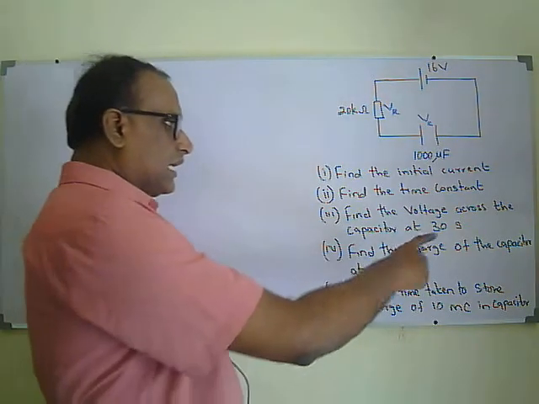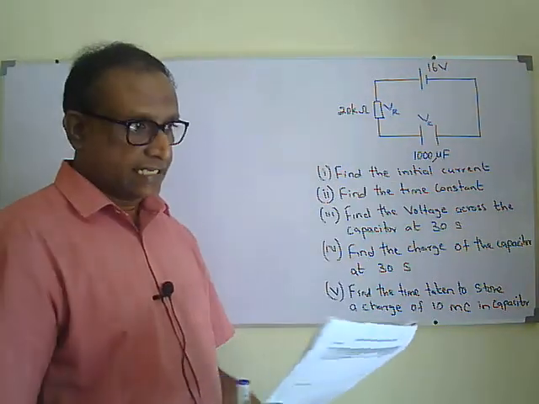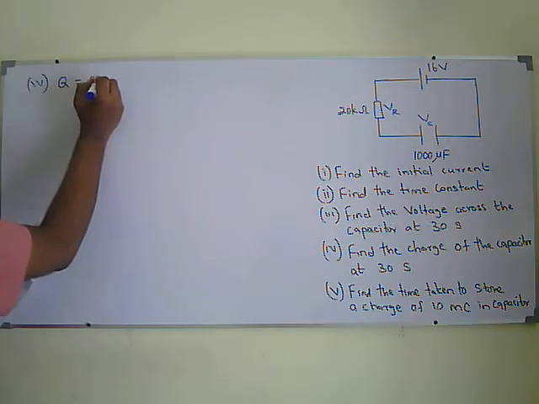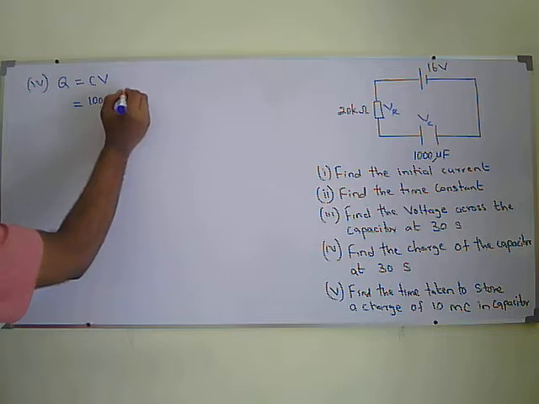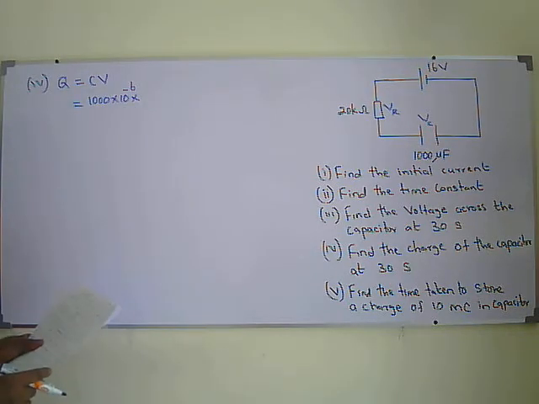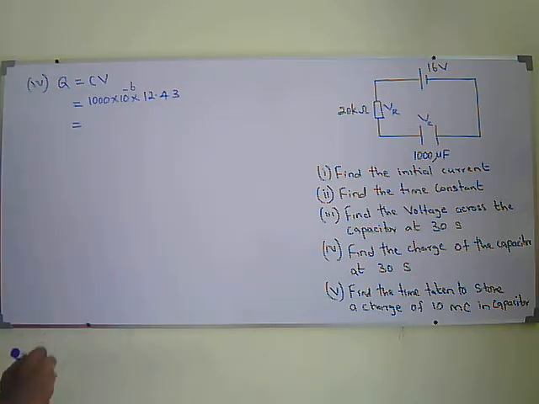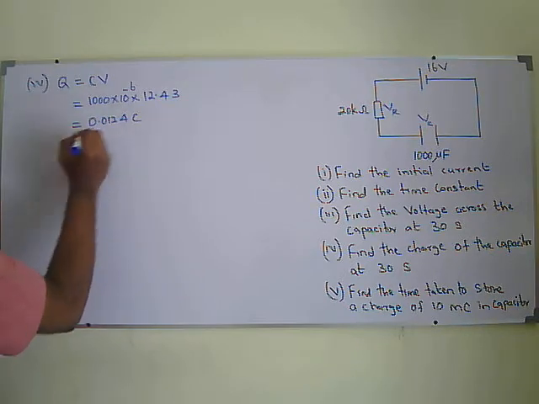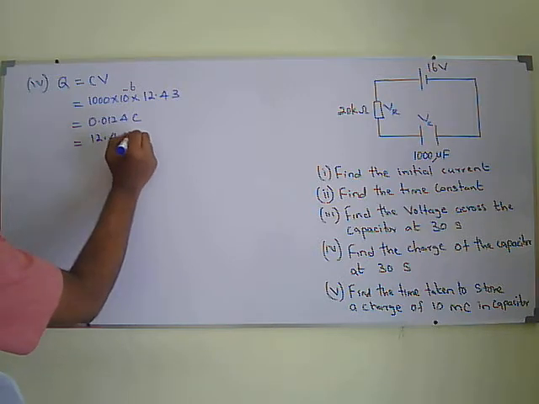Okay, next part, find the charge of the capacitor at 30 seconds. I found the voltage of the capacitor at 30 seconds, so I can use Q equals CV, fourth part. For the capacitor, I know the capacitance is 1000 microfarad, 1000 into 10 to the power minus 6, into the voltage I found in the previous part, 12.43. If we solve, we will get the charge as 0.0124 coulomb. I can give it in millicoulomb, that's going to be 12.4 millicoulomb.